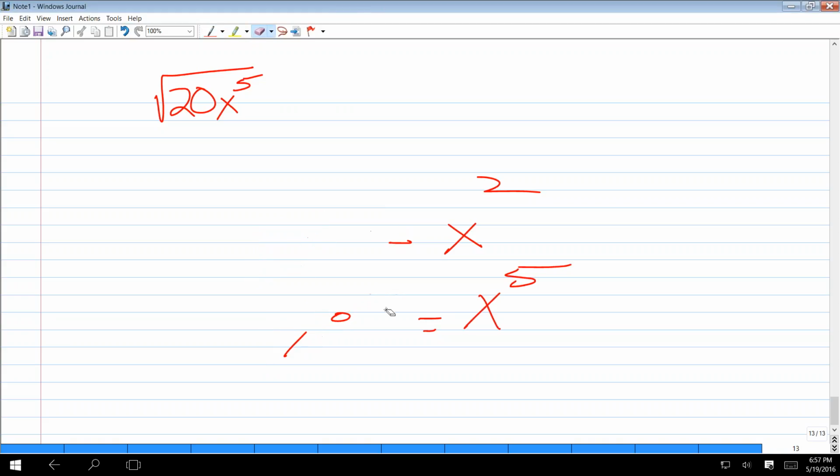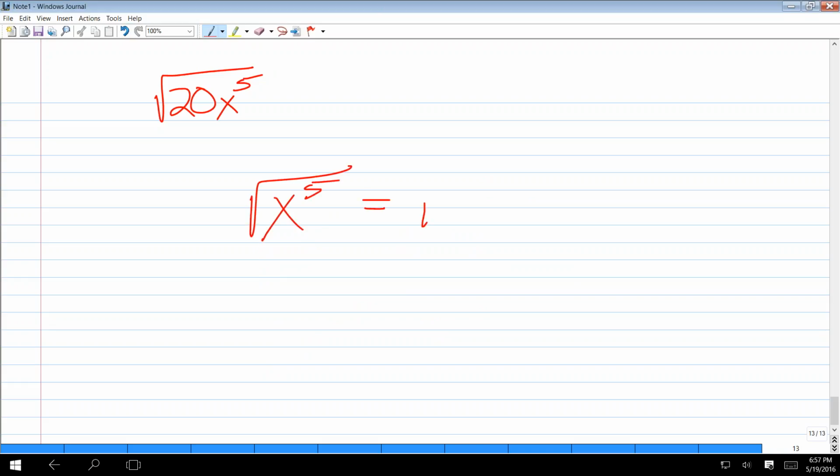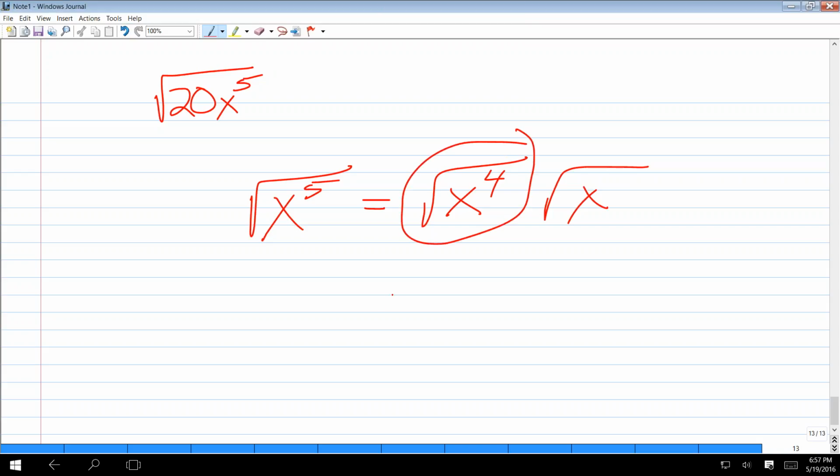When it's odd, what you have to do is take out enough so that, in other words, I'm going to turn that into x to the fourth times square root of x, which is the same as x to the fifth. And now what does that become? X squared. So that's what happens to x to the fifth.